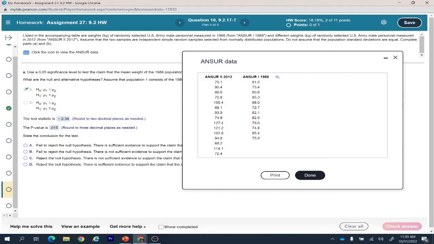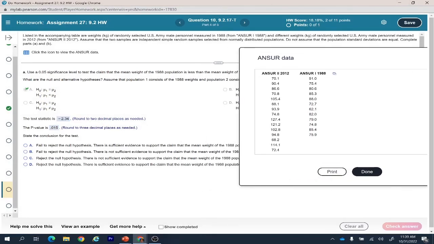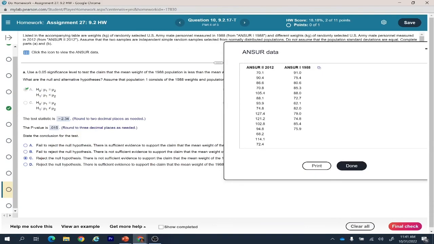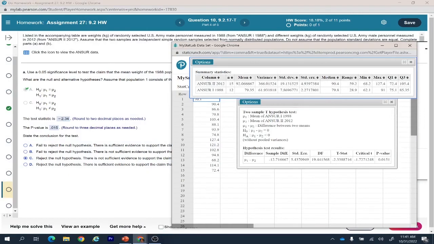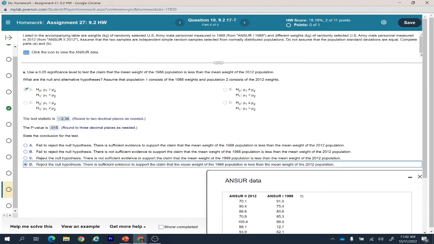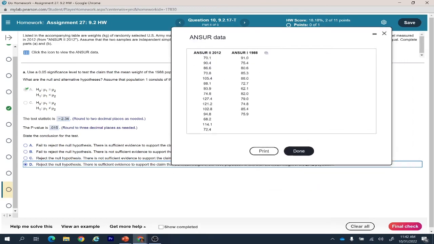And finally, we have to make the conclusion. As you can see, the p-value is less than the significance level. It's 1.5% versus 5%. So p-value is less than alpha, which means reject the null hypothesis. And using StatCrunch, you can see the mean of 2012 is greater than the mean of 1988, so that supports the claim. So we reject the null hypothesis. There is sufficient evidence from the sample to support the claim that the mean weight of the 1988 population is less than the mean weight of the 2012 population.